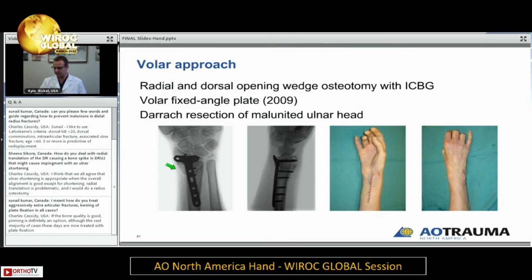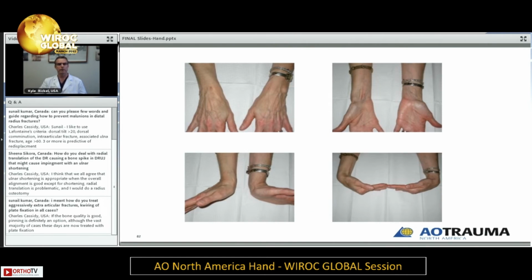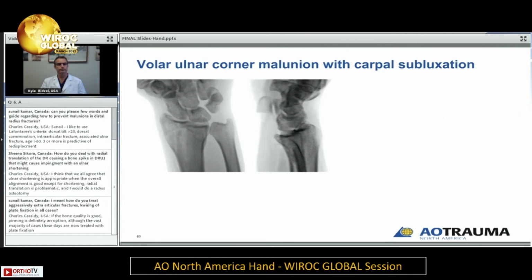And it really corrected the deformity quite nicely. This patient, as you can see, went on to do very well. Here she is at a year and a half after the osteotomy, fully healed and quite happy with obviously her deformity correction, but she has quite acceptable function as well. So these multiplanar deformities are correctable through a volar approach.